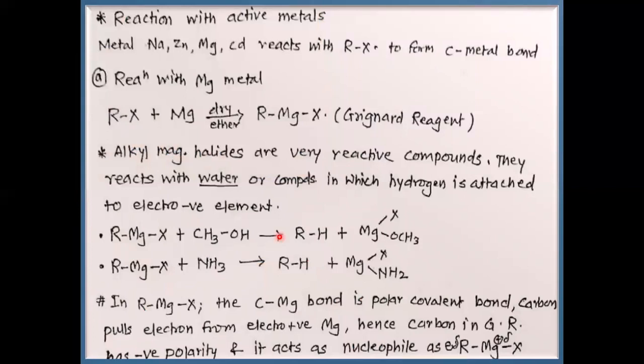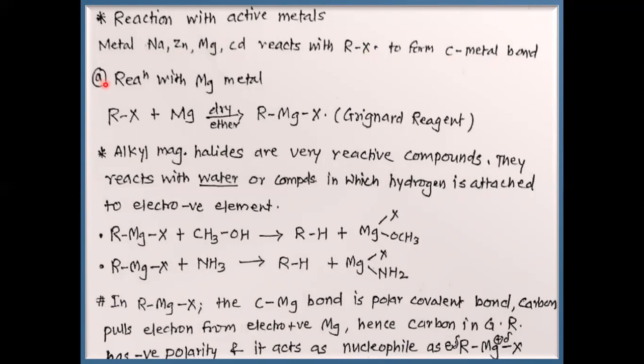Now the next reaction, of alkyl halides with active metals. First substitution reaction, second elimination reaction, now reaction with active metals. So metals such as sodium, zinc, magnesium, cadmium react with alkyl halide to form a carbon-metal bond. So all these metals are active metals.